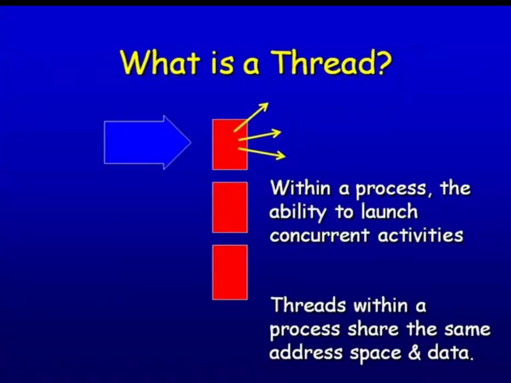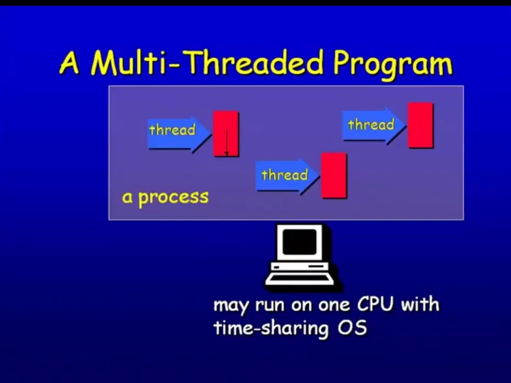So we've seen a process. Now what is a thread? Well, within a process there's the ability to launch separate concurrent activities, and these are called threads. So threads exist within a single process. The difference is all the threads share the same data and address space of the process. So they're all kind of part of that same process family. And here we see an example of a single process with multiple threads, which are in a way competing for the CPU within the process.